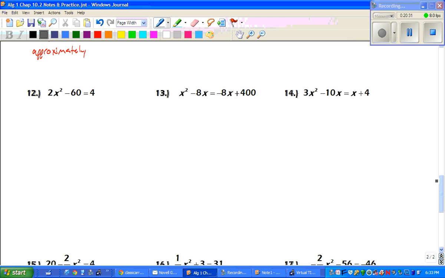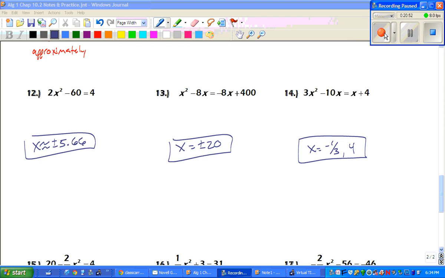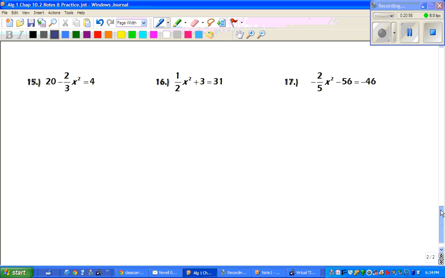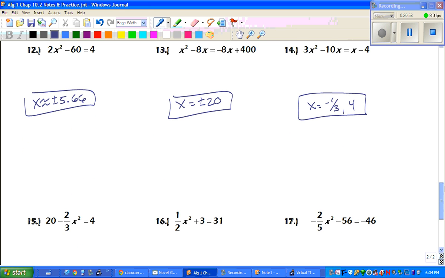Number 12 through 14, you guys can do those on your own. You can pause the video, see how you do. I'm actually going to skip down to number 15 and 16, but I'm going to write the answers down. So if you want to try them now, pause the video. Answers will be up in a second. Okay, there you go. Let you look at it for just another second.